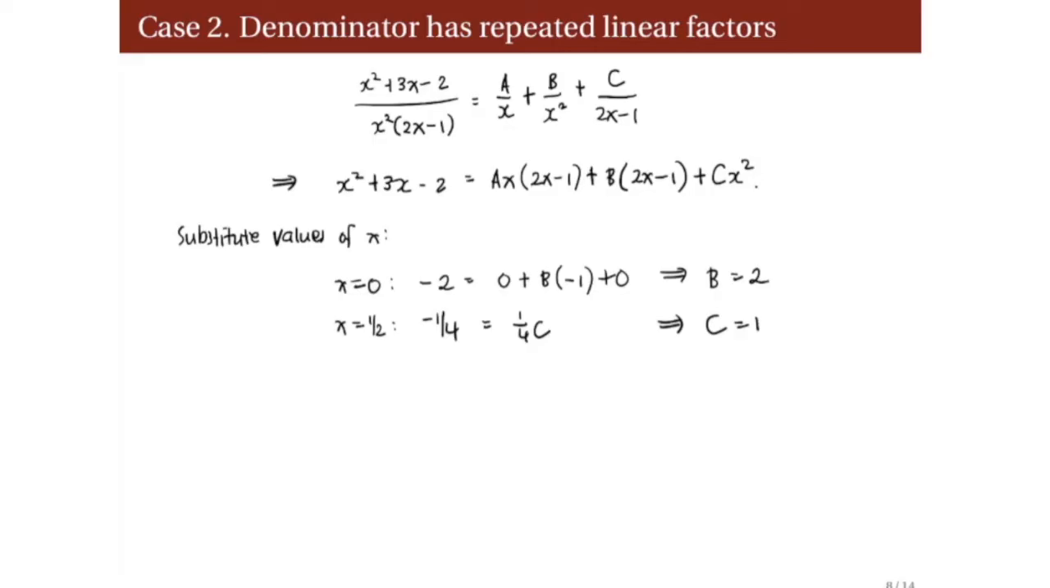So since alam mo na yung value ng b sa ng c, kahit anong value ng x, pwede mo na i-substitute. So something easy. We could substitute here x equals 1. When x is equal to 1, yung left-hand side would be 1 plus 3 minus 2, so that would be 2. Yung right-hand side natin would be a times 1 times 1, so that would be a, plus b times 1, so that would be b, plus c times 1, so that would be c. And so, yung a natin for this example would be a equals 2 minus b, which is 2, minus c, which is 1. C is negative 1. Sorry.